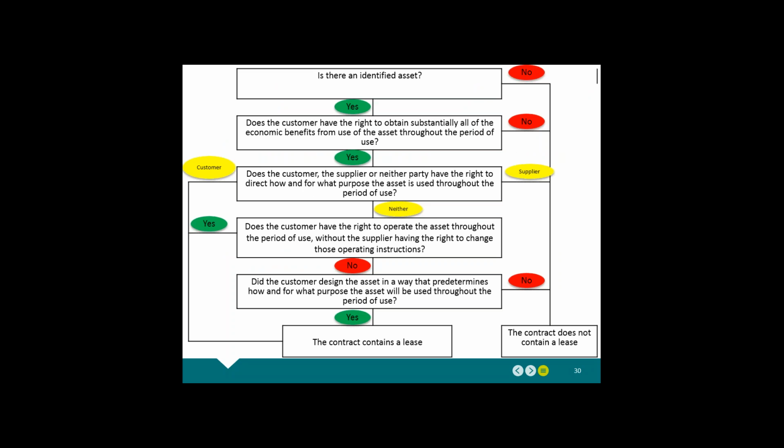So very important. Now this decision tree comes from IFRS 16 in the appendix. There's this beautiful table to put it all together.